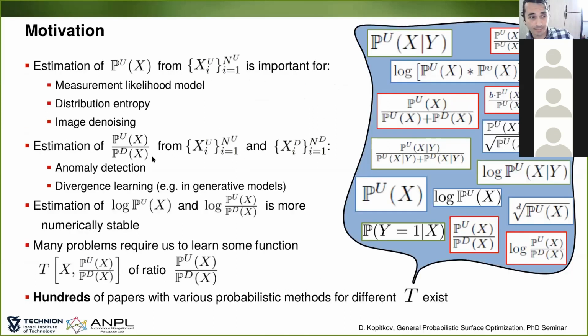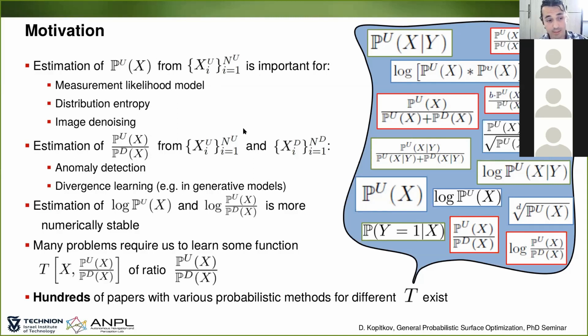More particularly, if we have this available dataset of IID samples, we may want to approximate or learn the PDF function that generated these samples. And it is required in problems like measurement likelihood model in robotics, or estimation of distribution entropy, or even in image denoising. There is also a requirement to learn first this prior of the images.